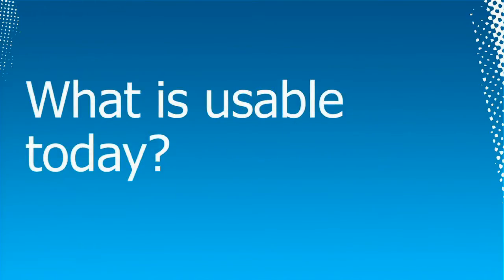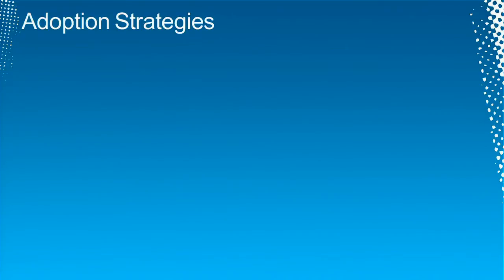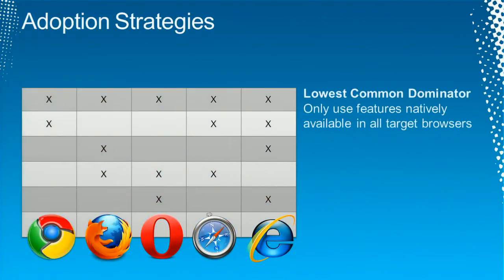So then the last thing to talk about before we actually get into spending a lot of time in demos is what actually is usable today, or more importantly, how do I define, and thus you define, what is usable? Because this can mean different things to different people. So as it turns out, there are a few different strategies for defining what actually is usable. The first strategy is the lowest common denominator approach. Only use features that are available in all target browsers. So this is kind of like saying, I'm not going to use anything new until all the browsers support it.